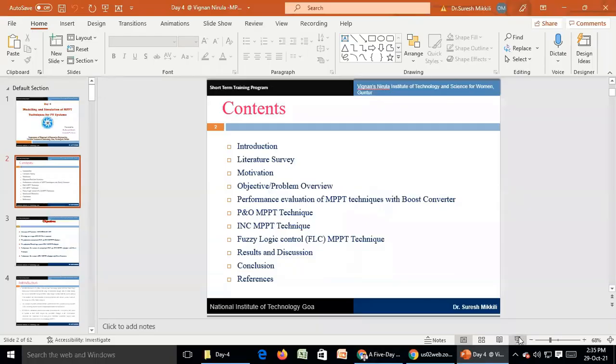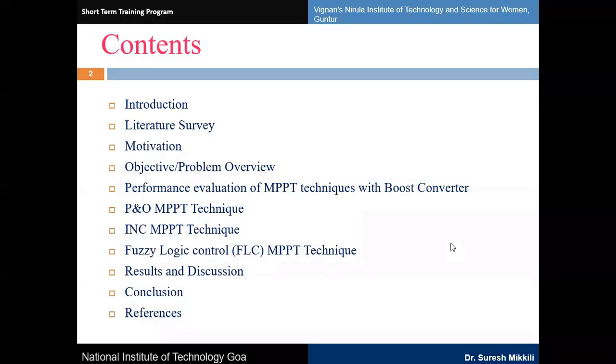We are going to see the introduction to MPPT techniques, and then the performance evaluation of MPPT techniques with a boost converter. Along with the boost converter, we will see the P&O MPPT technique, incremental conductance, and the fuzzy logic controller. Then we will discuss the results and modeling of simulation.